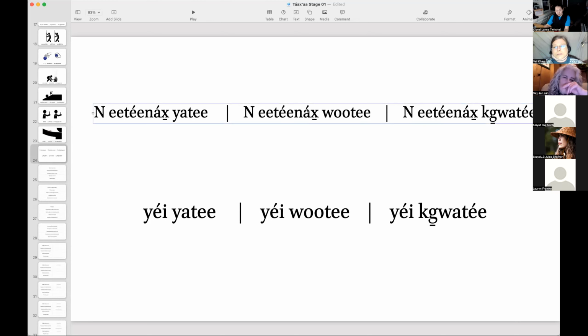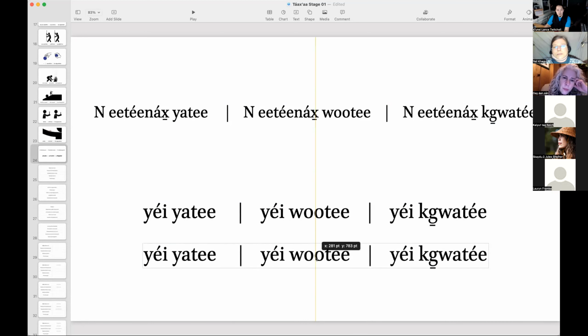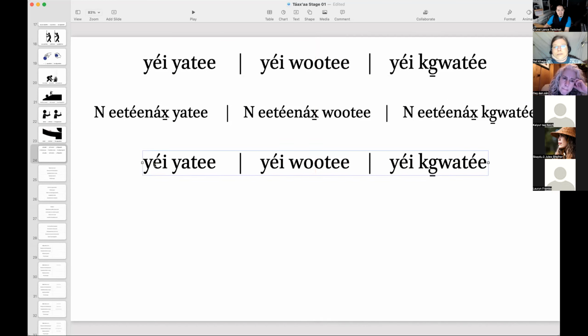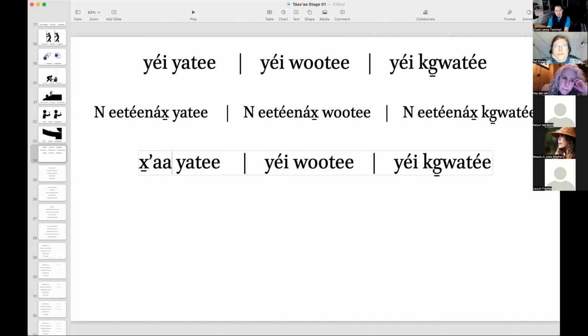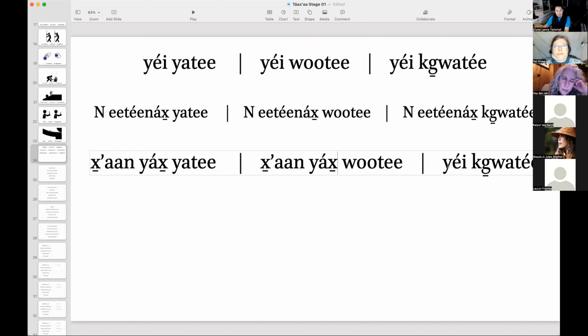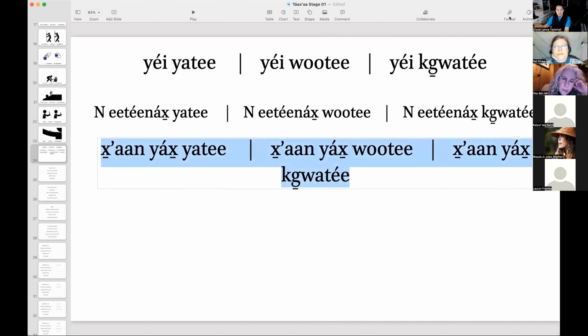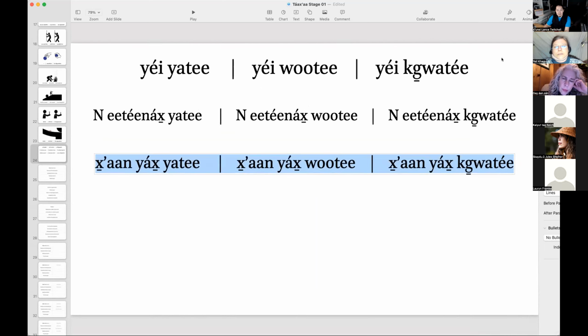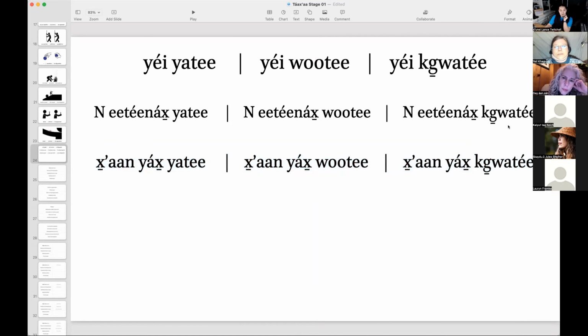Same with, you could take this same pattern. So we've got yati, wuti, kakwati, maybe I'll put them up on the top. And now I could change these to khan, yach. It is red. It was red. It will be red. So the point of looking at it this way is, if you can learn how to change this verb, you could learn to change a whole bunch of these. These are all different verbs.